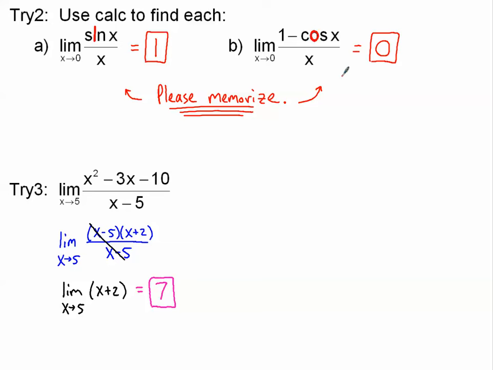So please memorize those. Try 3, you had to go find the common factor, which was x minus 5. Cancel it away. You have your limit symbol on each of these steps, and then you introduce your equal sign when you're able to evaluate, and of course 5 plus 2 equals 7.